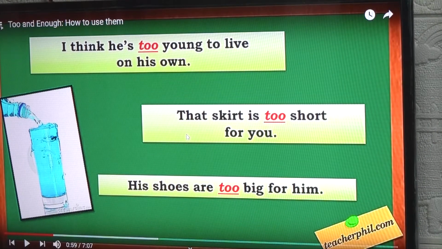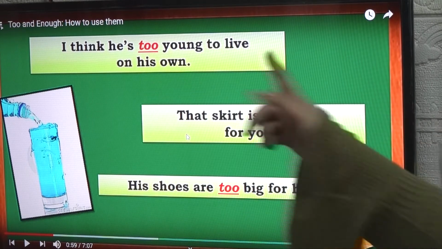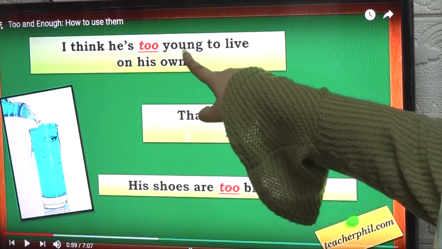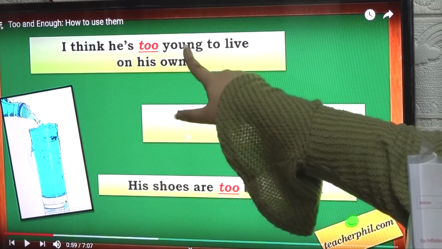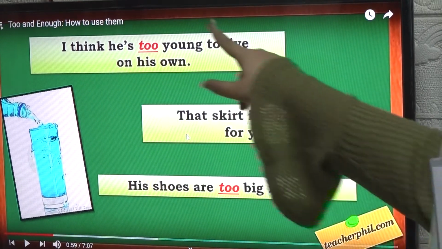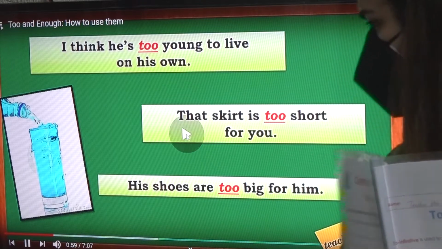So, in your book, it says "too" has a negative meaning, right? It means very much or more than is needed. It goes before an adjective, remember. Is "young" an adjective? Yes, it describes: too young, too short, too big. So these are adjectives. "Too" can be used before an adjective. I'll show you a table. It will be easier for you to know.